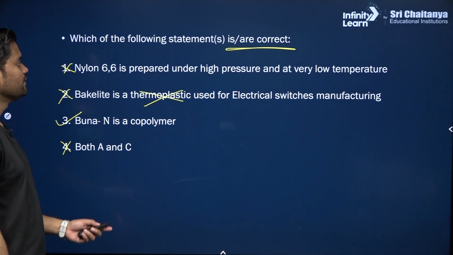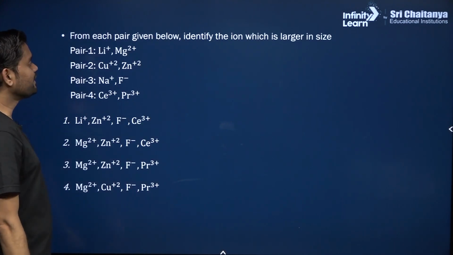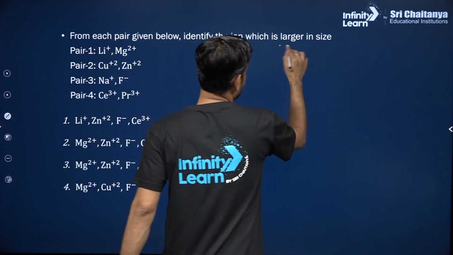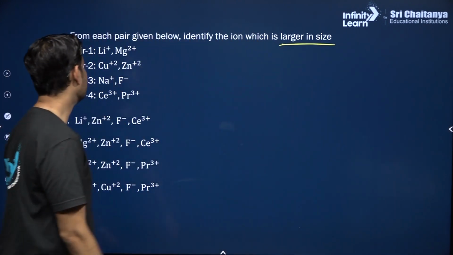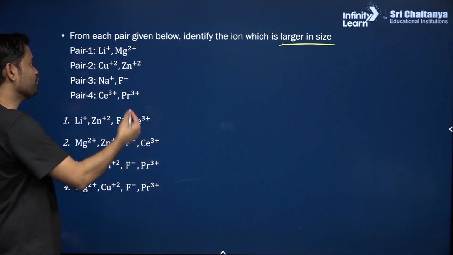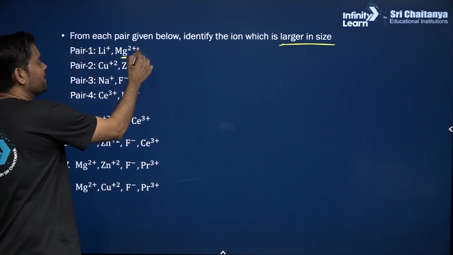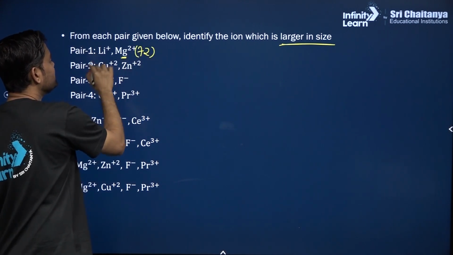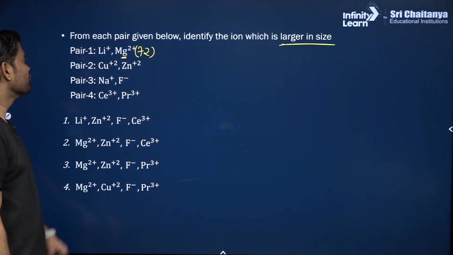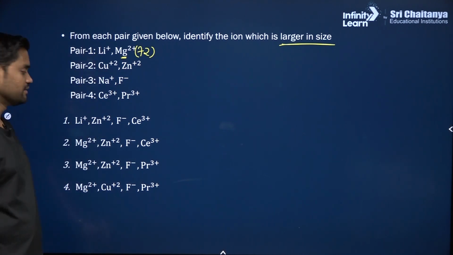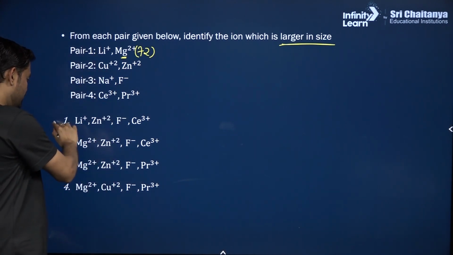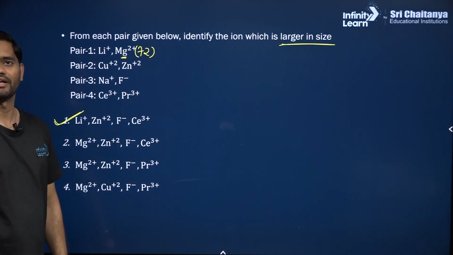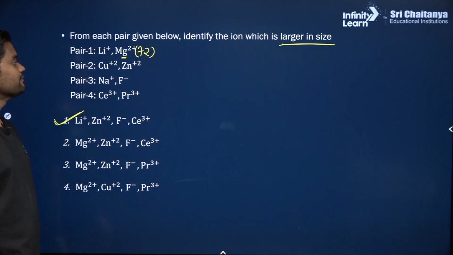Clear? Next. From each pair given below, identify the ion which is larger in size. The first is lithium and magnesium. Most of you say it is magnesium, but that is wrong. If you read your NCERT carefully, magnesium is 72 picometer, whereas lithium is 76 picometer. So from pair 1, we'll go for lithium ion. In all the options, only option 1 has lithium ion. Rest all consist of magnesium ion. Okay, so we'll go with lithium ion.